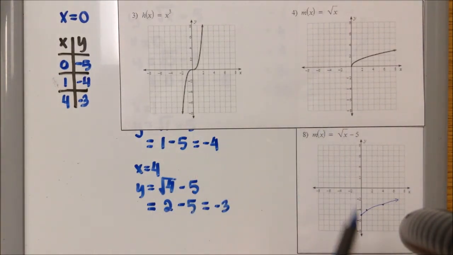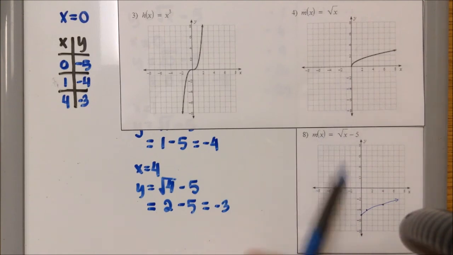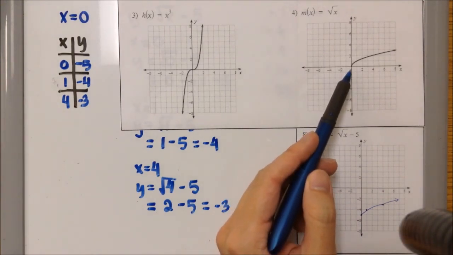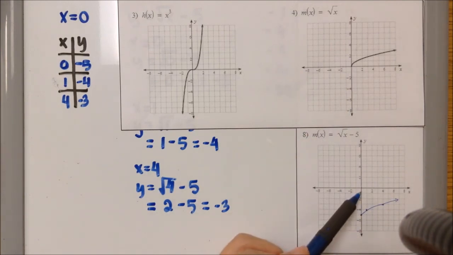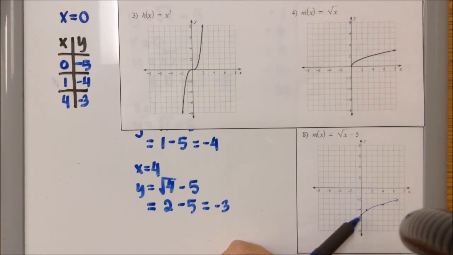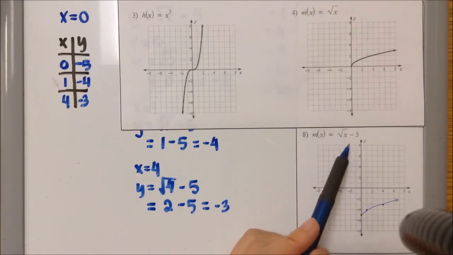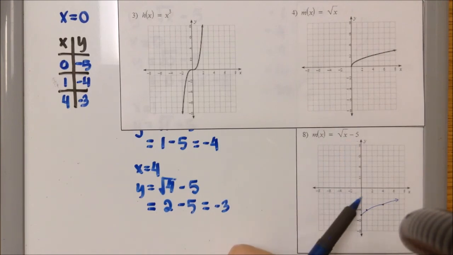So if we take a comparison between these two, we notice that here the parent function is at 0, 0. Here it is not. We see that the change was that it shifted, translated, or moved 1, 2, 3, 4, 5 units down. So again, if it has a minus 5, it means that it shifted, translated, or moved 5 units down.